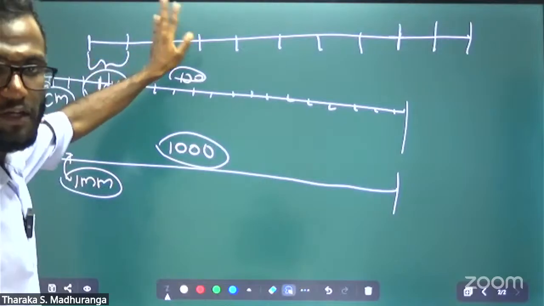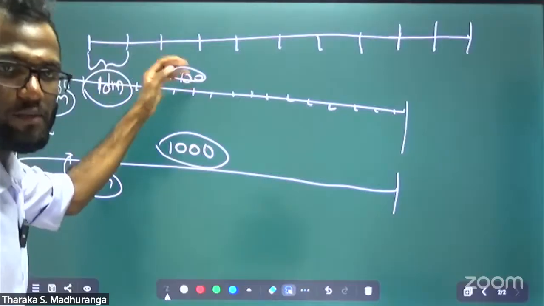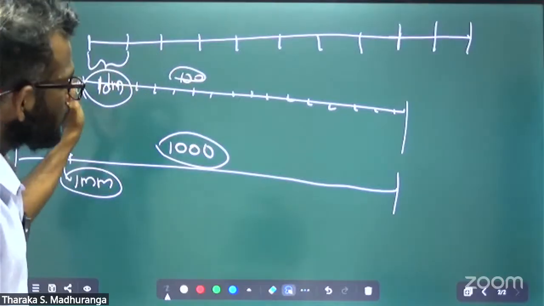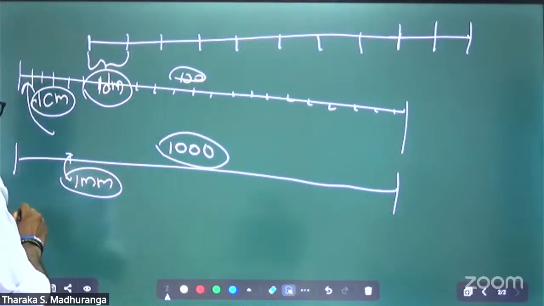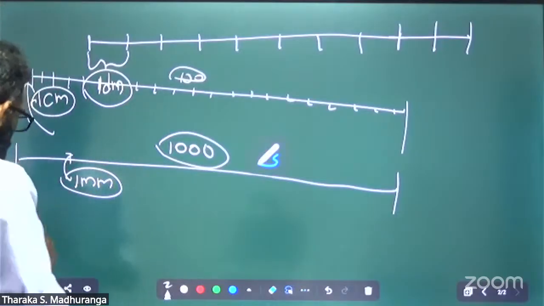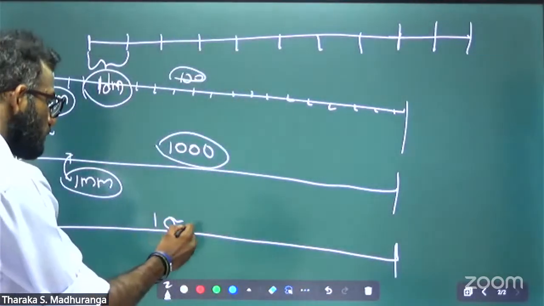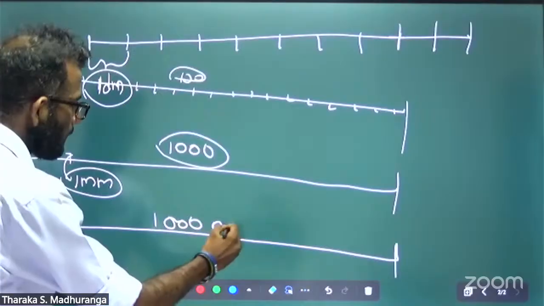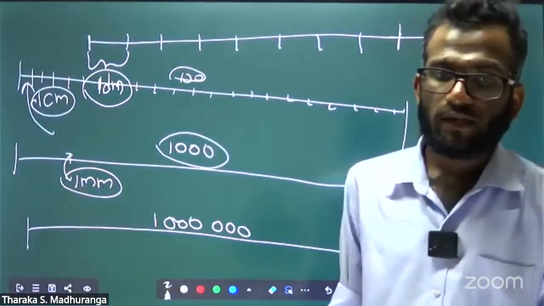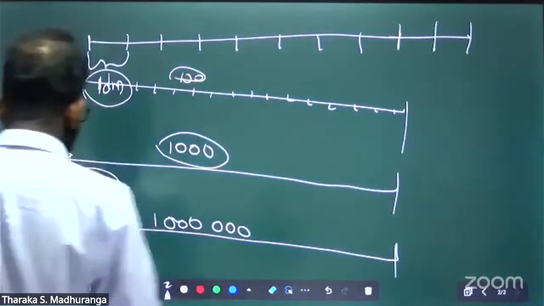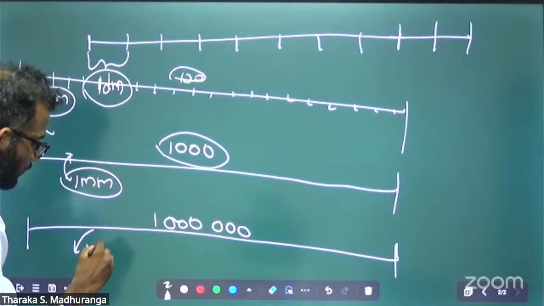1 meter divided into 10 parts, this is 1 decimeter. 1 meter divided into 100 parts, it is 1 centimeter. 1 meter divided into 1,000, it is 1 millimeter. If 1 meter is divided into 10 lakhs, one part we call a micrometer.